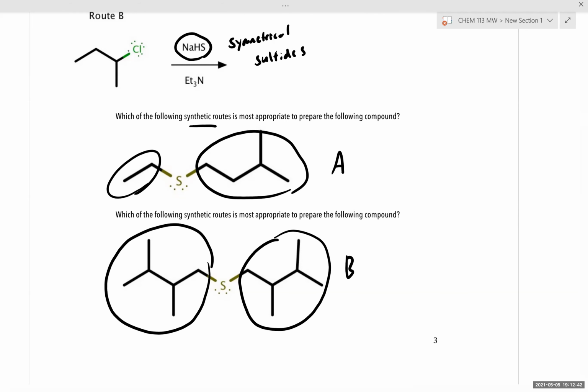Does that initial discussion make sense to everyone? The uses of the thiourea method versus the sodium hydrogen sulfide method. The thiourea method is most useful to prepare asymmetrical sulfides.